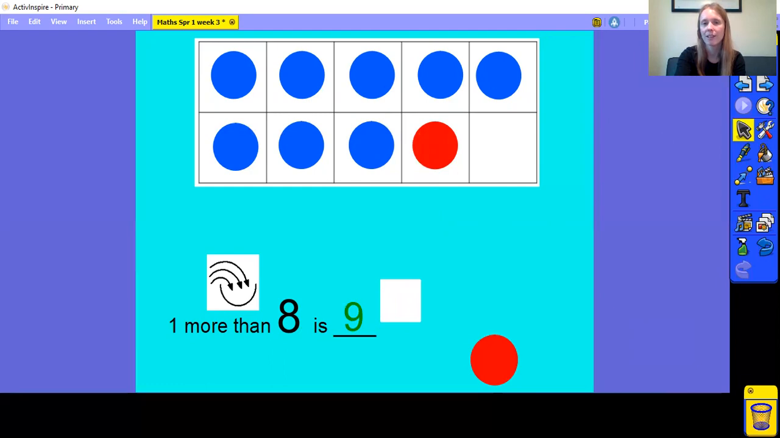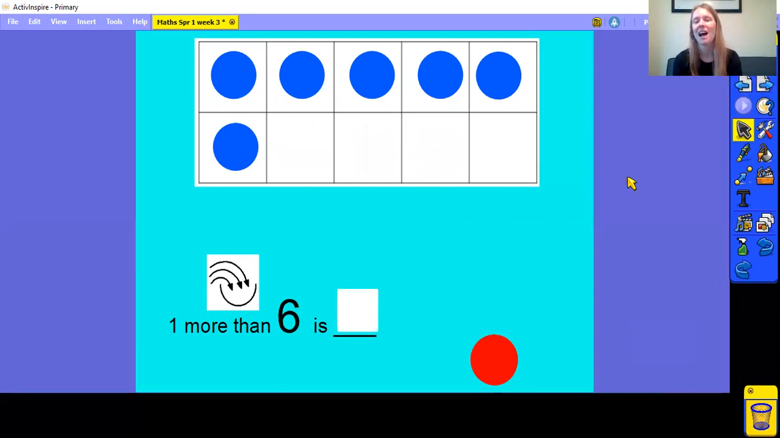Okay, I'd like you to pause the video now and have a go at this one. Use your objects on your 10 frame. It doesn't matter if they are different to mine. Okay, now that you've had a go, let's do it together.